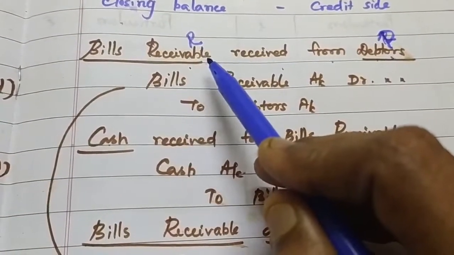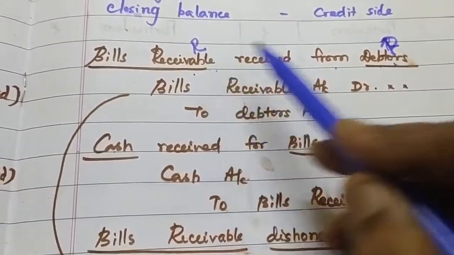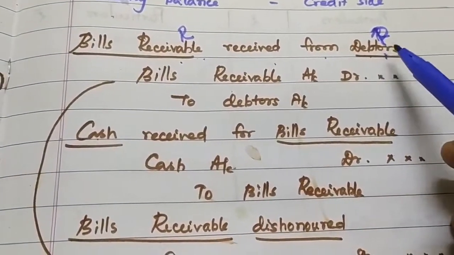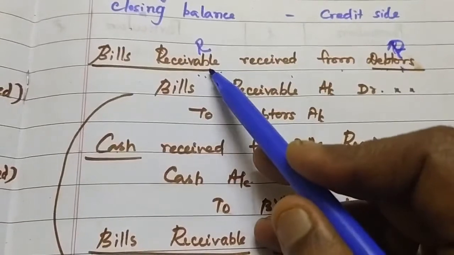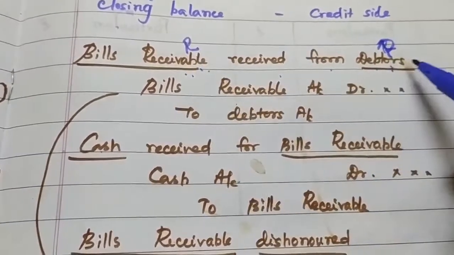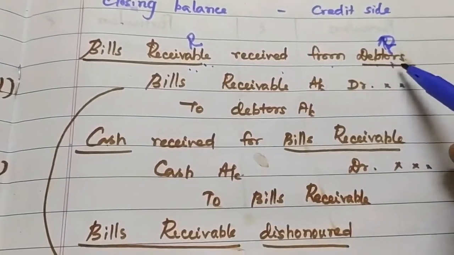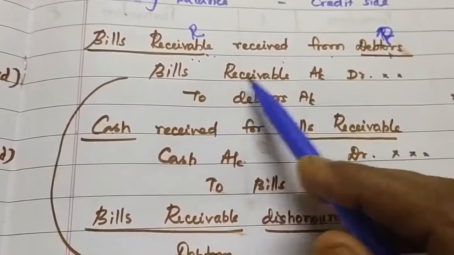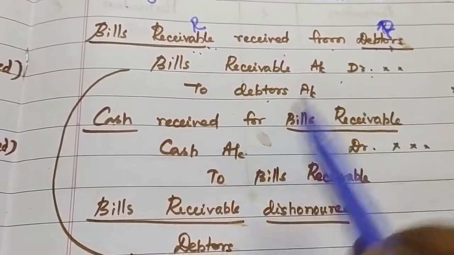What is the rule for real? Debit what comes in, credit what goes out. And personal account, the rule is debit the receiver, credit the giver. Now bills receivable comes in, so it should be debited. Debtors, personal account, debtor is giving the bill, so he is to be credited. So bills receivable account debit to debtors account.